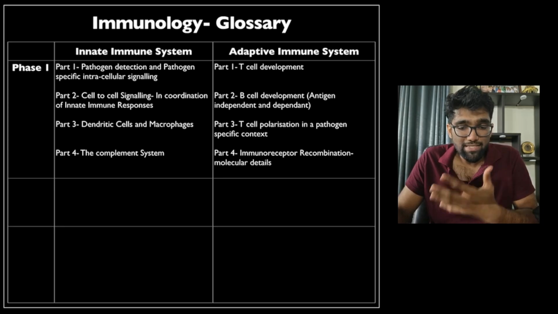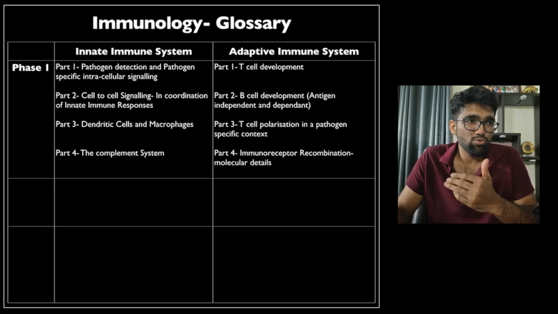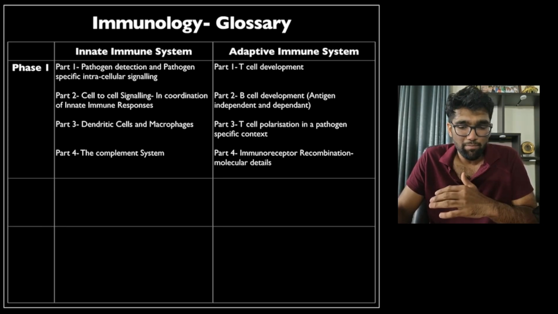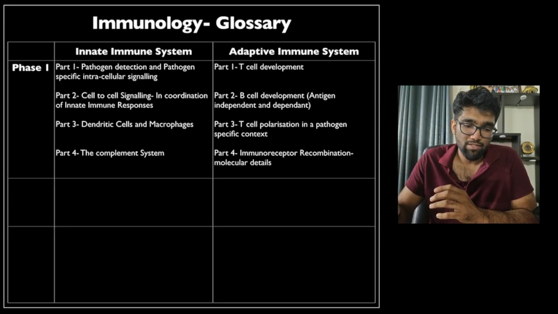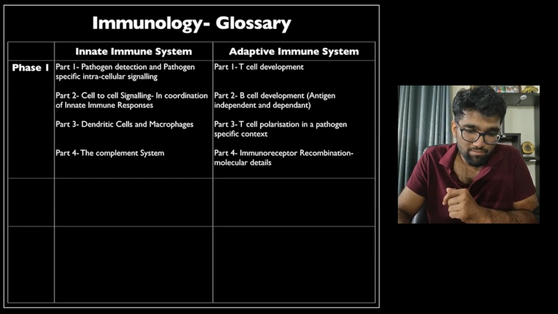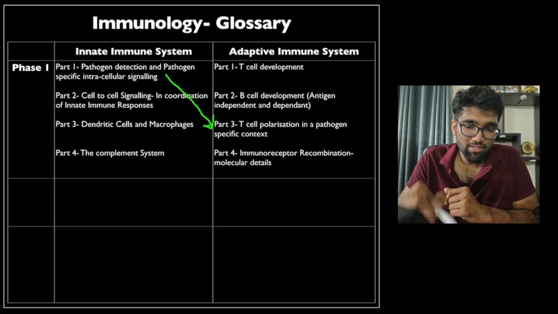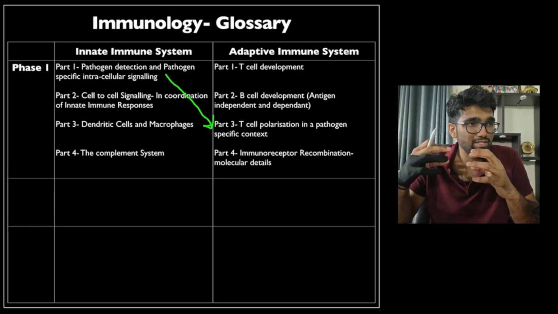Then we'll talk about B cell development in both, and there are two phases to it: antigen dependent and independent, and we'll be talking about that. Then I'll talk about how T cells polarize in the context of a pathogen. So as you can see, part one of the innate immune system and part three of the adaptive immune system actually complete each other.